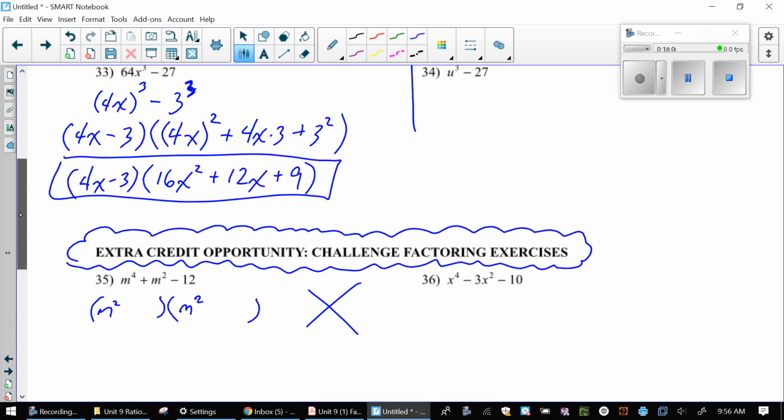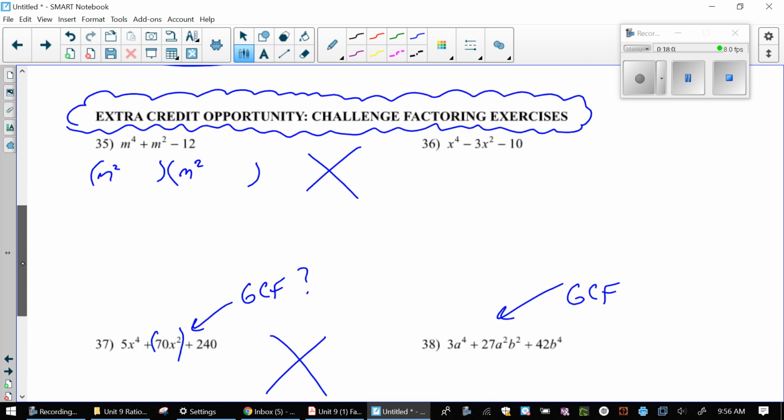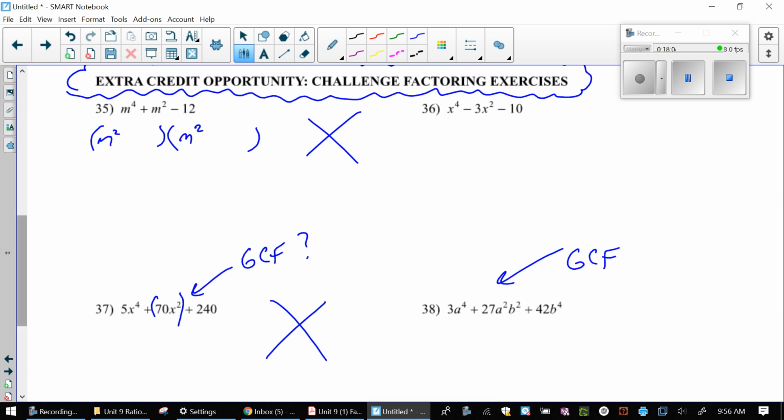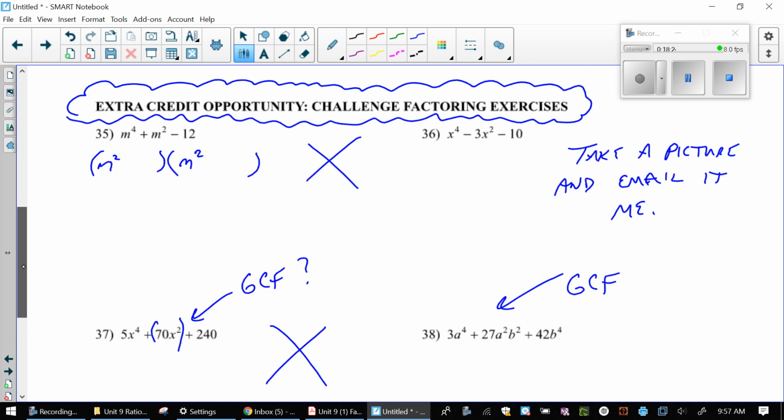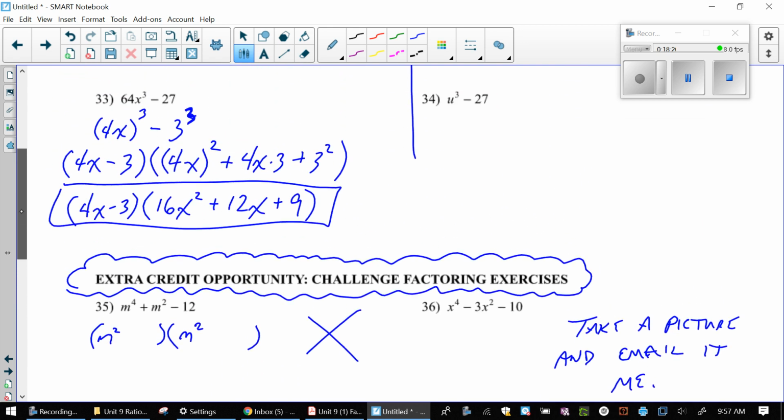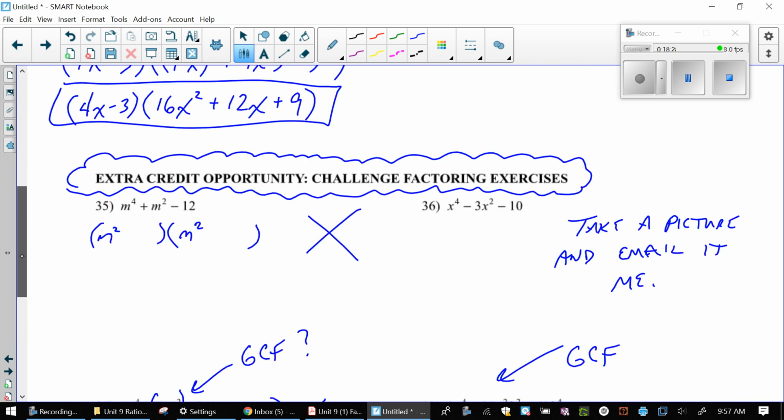Alright, so there's your extra credit opportunity. If you guys would like to put those in the extra credit bank, what I would like you to do is work this out. You guys have this handout, take a picture. And email it to me. Okay, but I need to see work. And this will go in the extra credit bank for those of you guys looking to make some deposits. If you're asking me how to get that grade up, there we go.